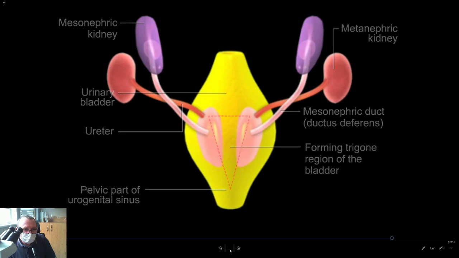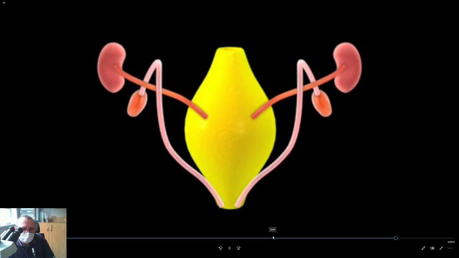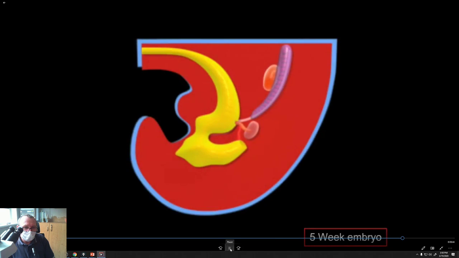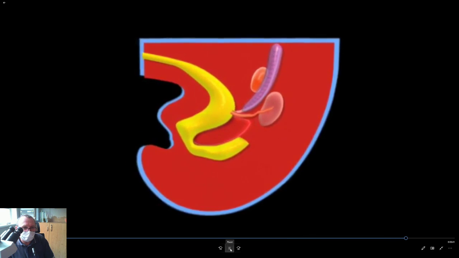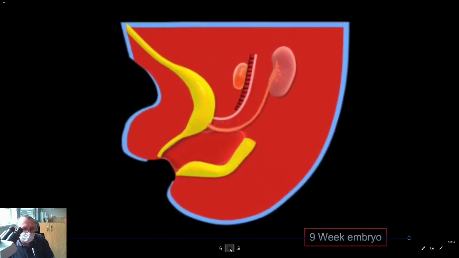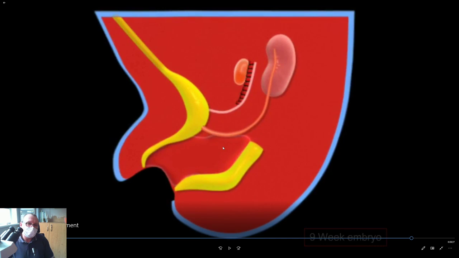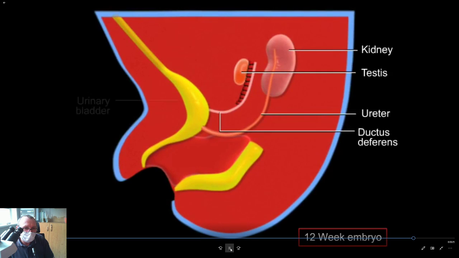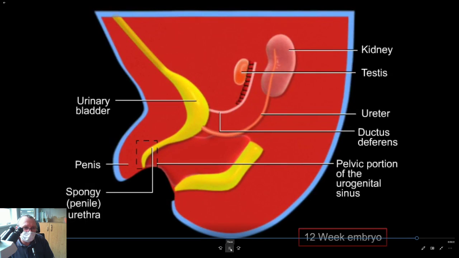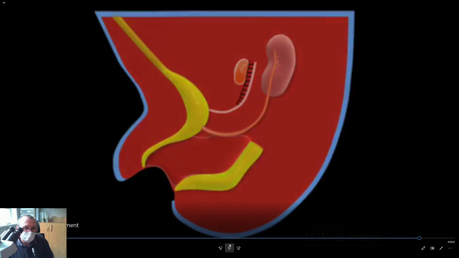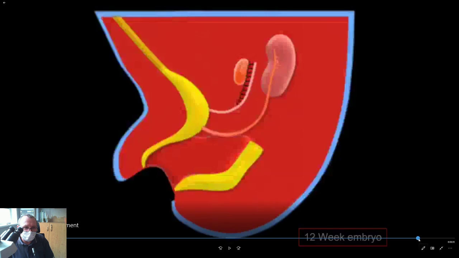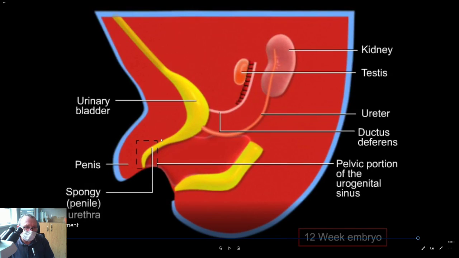And the last part of this video file will be the development of the urethra. At first, the male urethra, which is much longer, so it needs both the pelvic and phallic part of the urogenital sinus. The pelvic part gives rise to its prostatic and diaphragmatic portion, and the phallic part gives rise to the pars spongiosa of the urethra and also the fossa navicularis at its end.